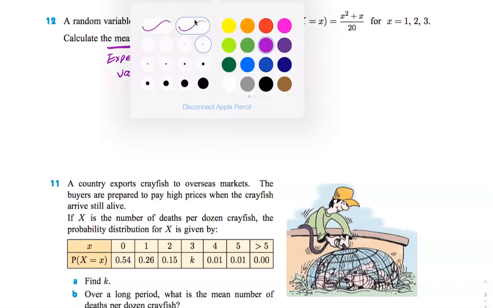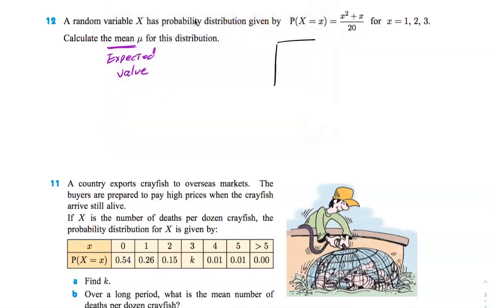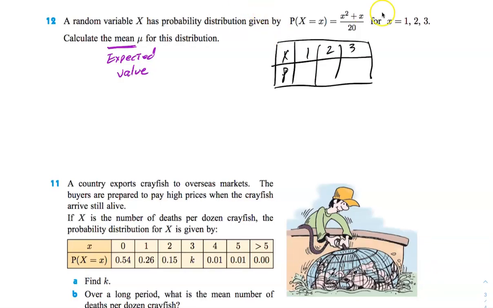With this, I'd like to make a probability table. X is on top, probability is on the bottom. We have 1, 2, and 3. Now remember the way we find probabilities, we're just going to plug into this formula. So probability at 1, you plug it in. We get 1 plus 1 over 2, or 2 over 20. I'm not going to reduce it because I think it's going to be a little easier at the end if I don't. Next, we plug in 2. So probability at 2, just plug into the formula. 2 squared is 4. 4 plus 2 is 6.